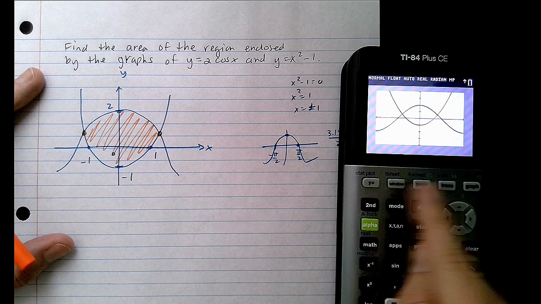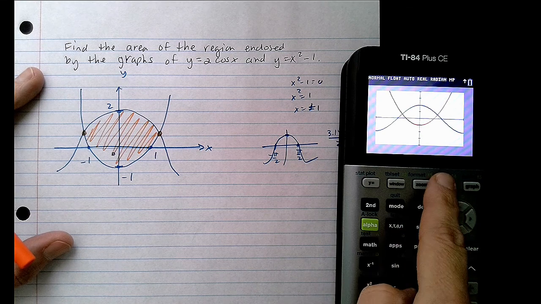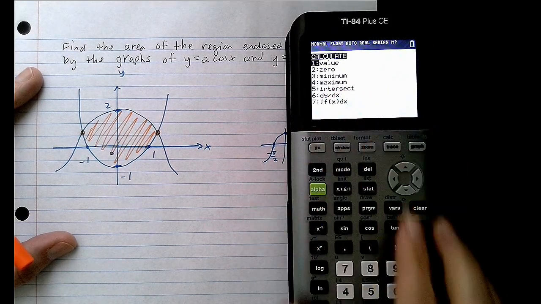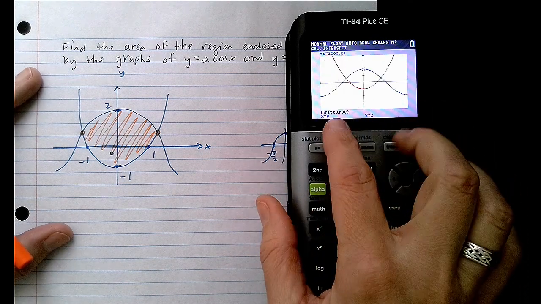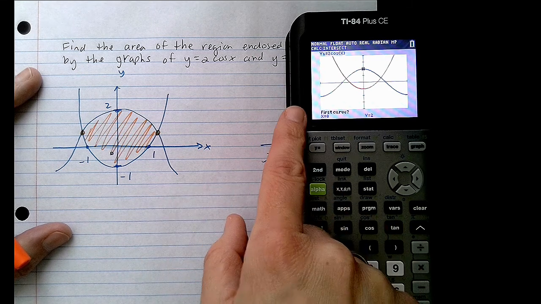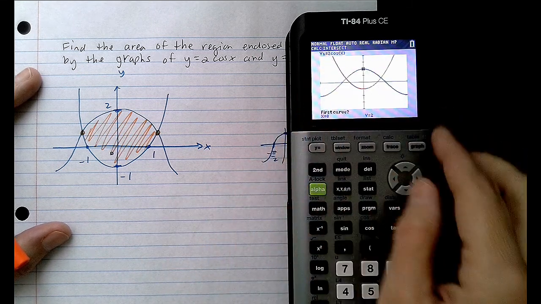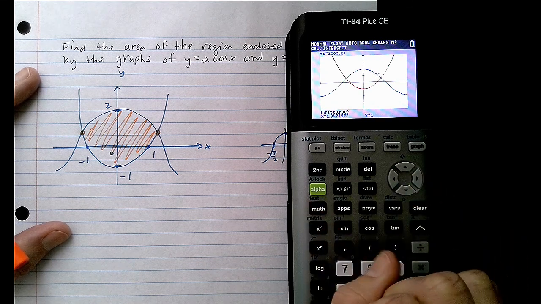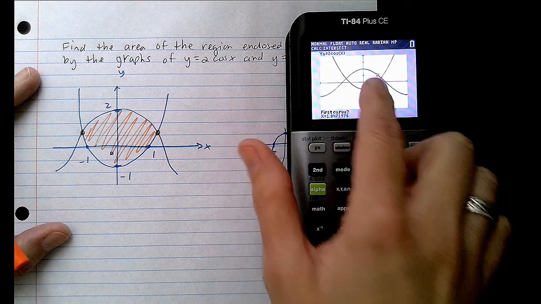So we're going to go second, and then we're going to activate the calc, so that's the trace button. And we're going to select intersect. So now it's going to ask you which is which. So read the pictures up here. And so it's going to say y1 is the cosine. That's fine. So I'm going to move the cursor over here a little bit because I'm going to do the one on the right. Now it says, hey, what's the first function, cosine?